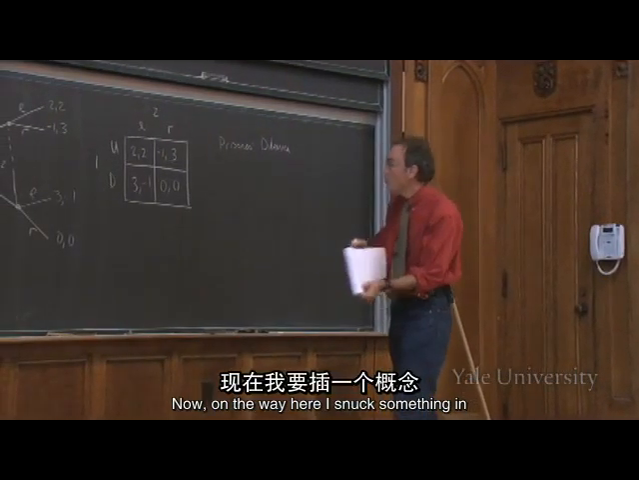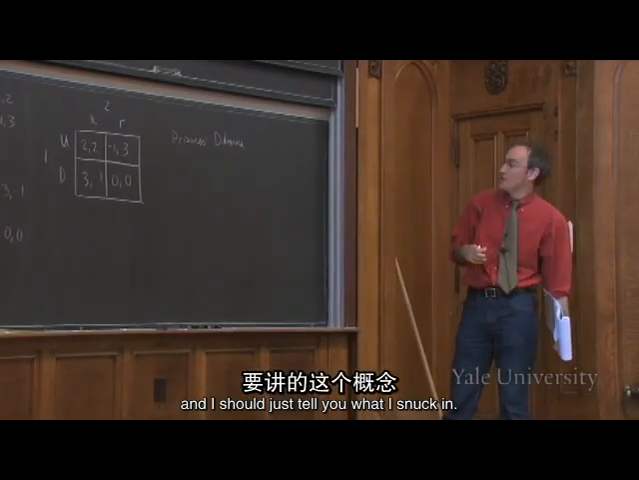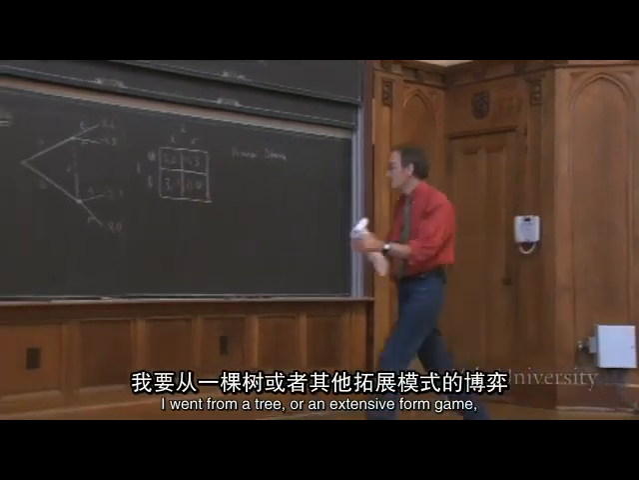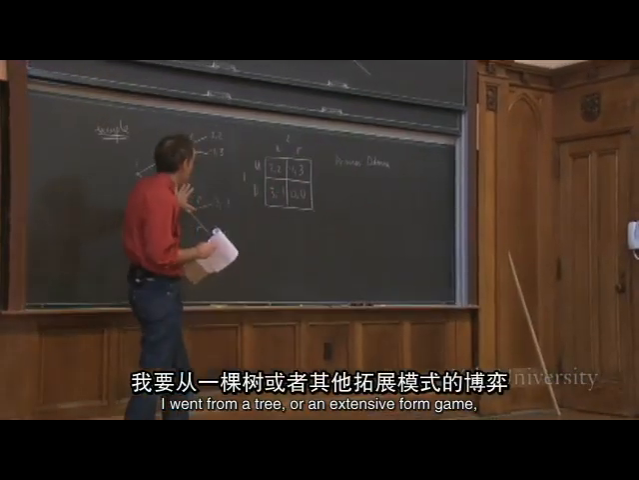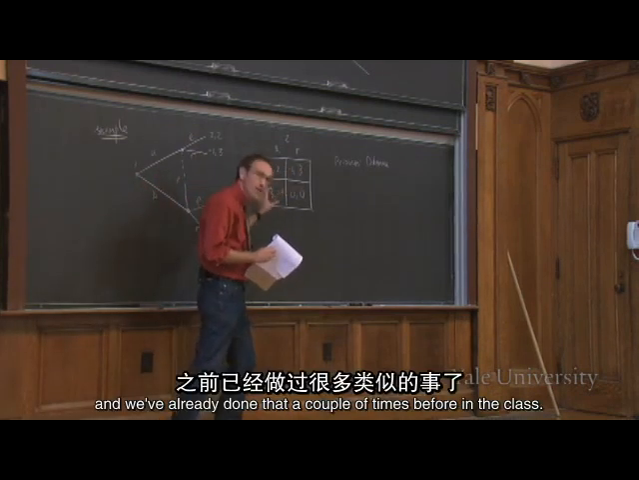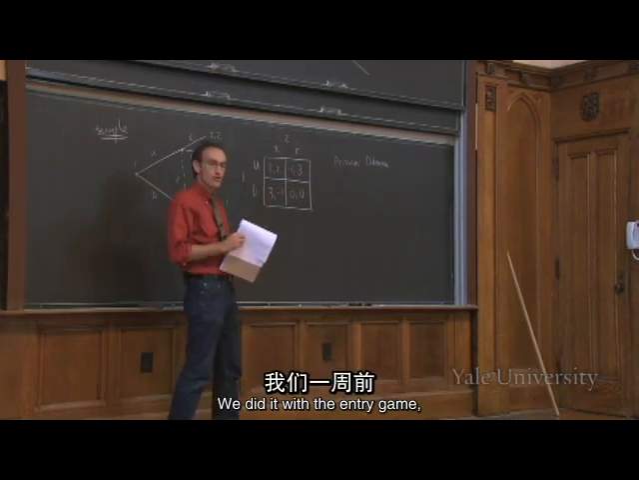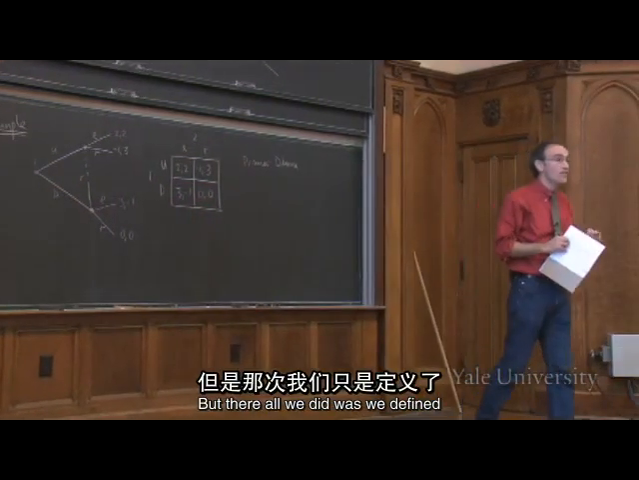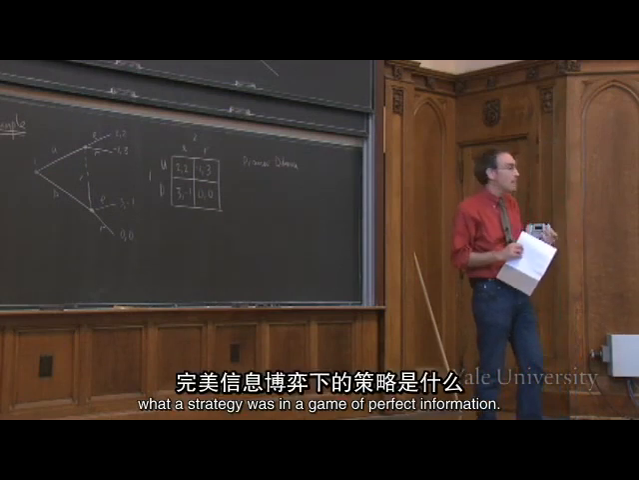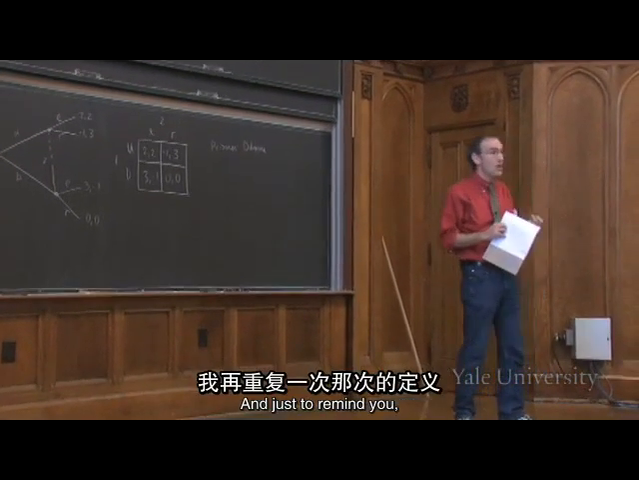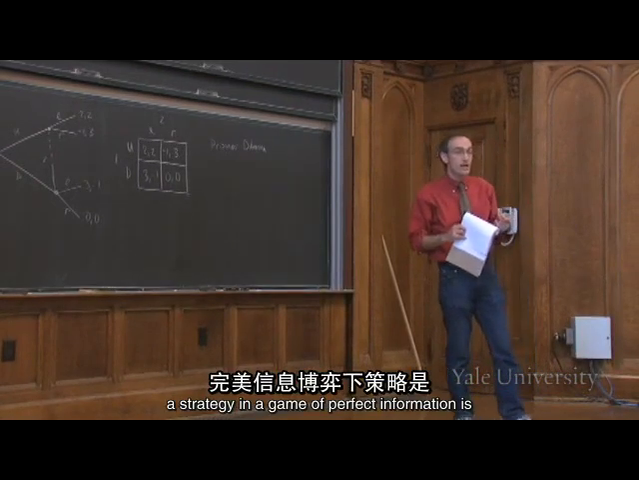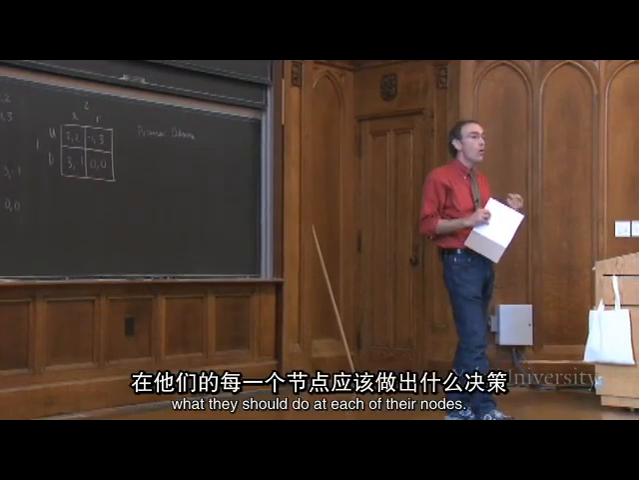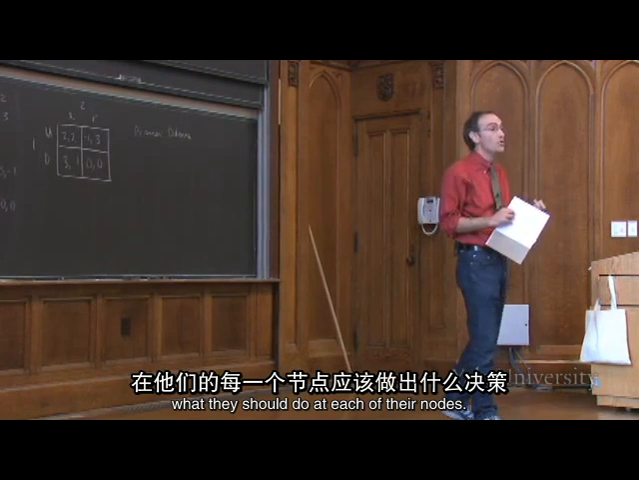Now, on the way here, I snuck something in, and I should just tell you what I snuck in. I snuck in what a strategy is. I went from a tree, or an extensive form game, to a normal form game. And we've already done that a couple of times before in the class. We did it with the entry game, for example, about a week ago. But there, all we did was define what a strategy was in a game of perfect information. And just to remind you, a strategy in a game of perfect information is a complete plan of action. It tells the player in question what they should do at each of their nodes.